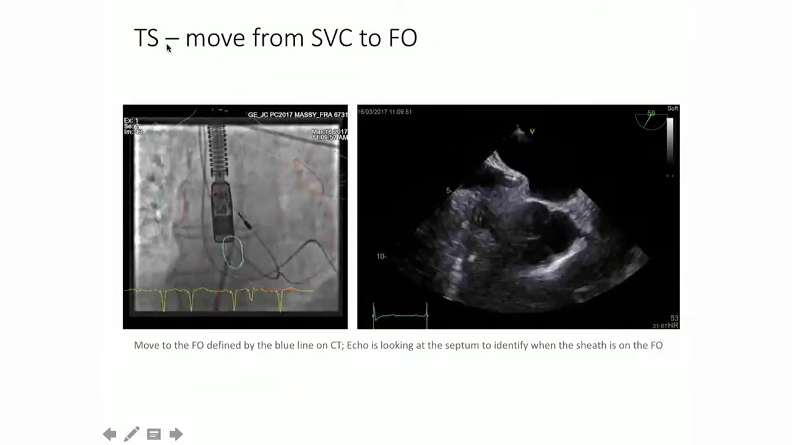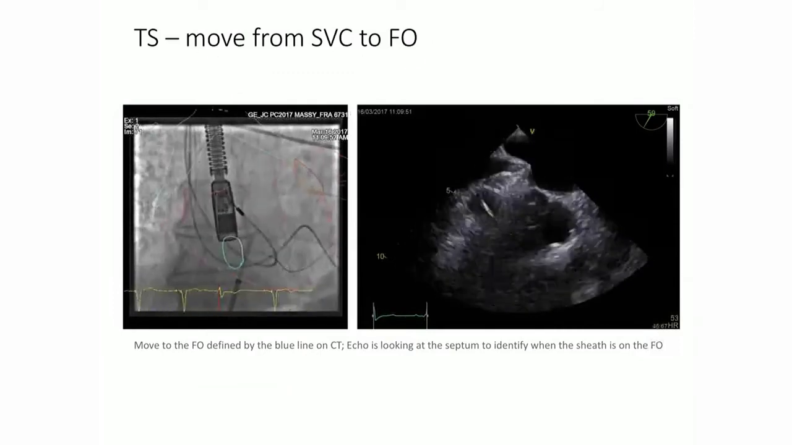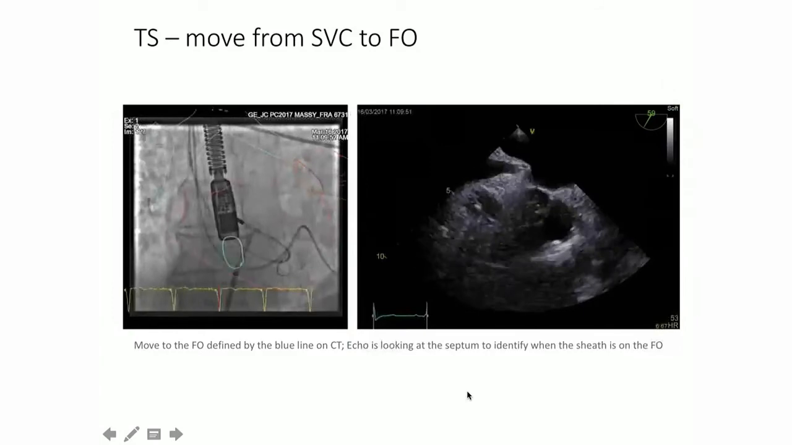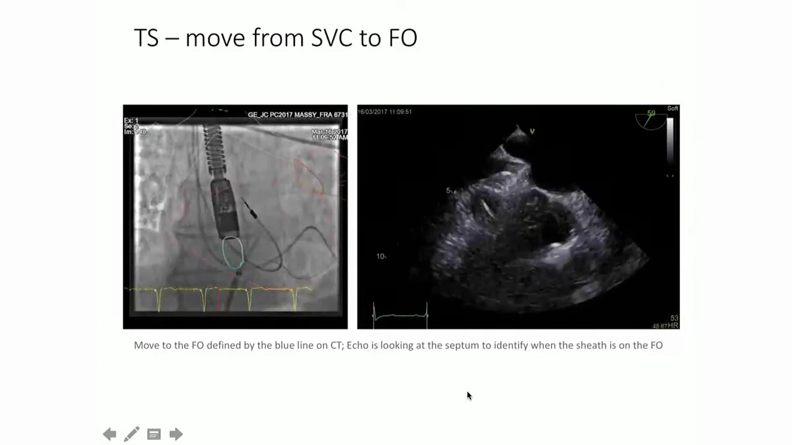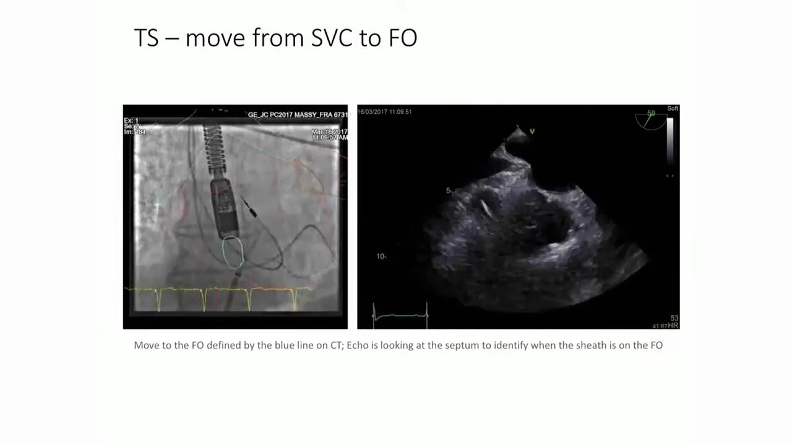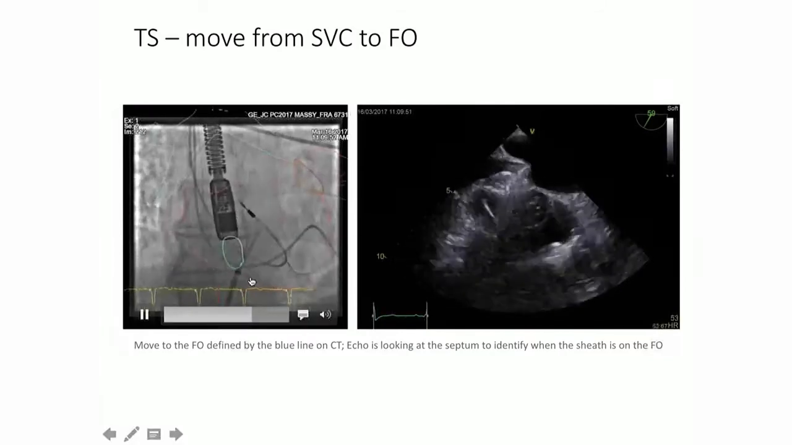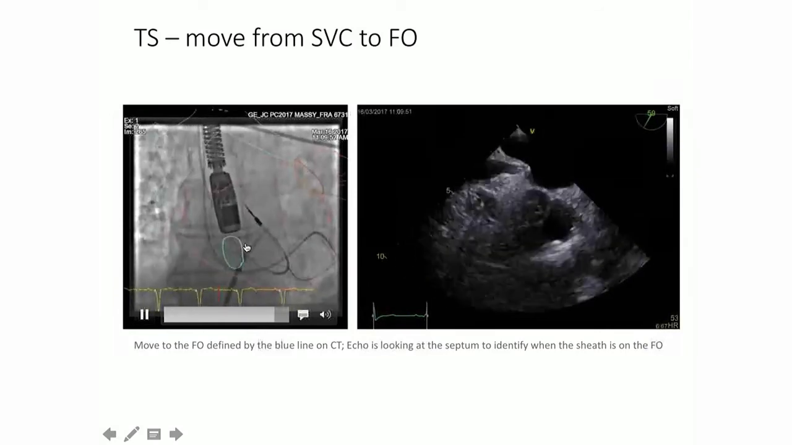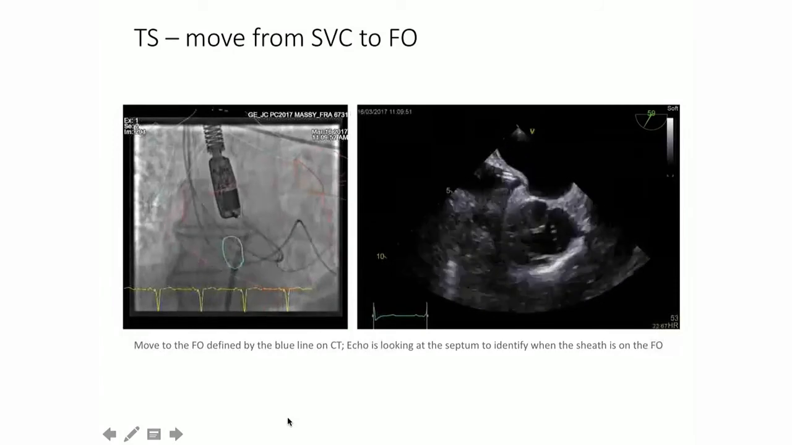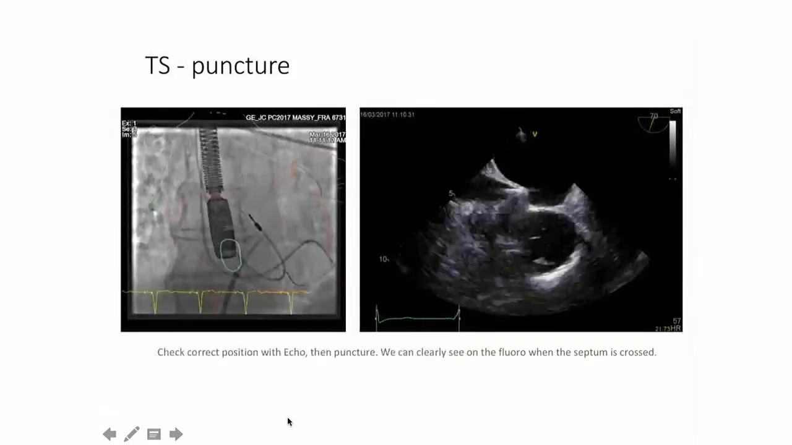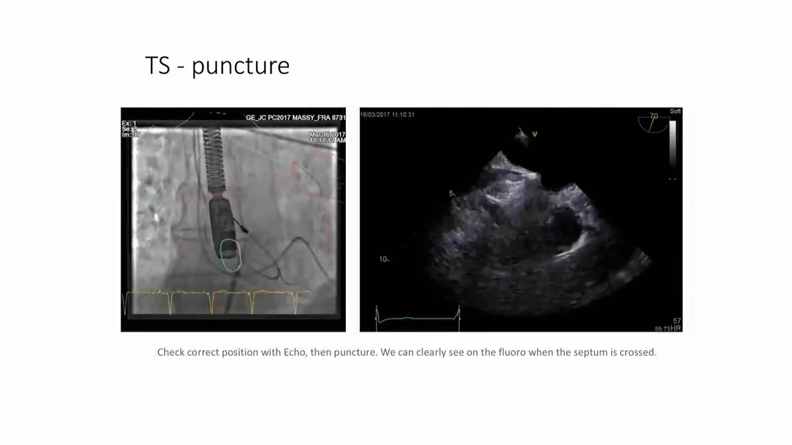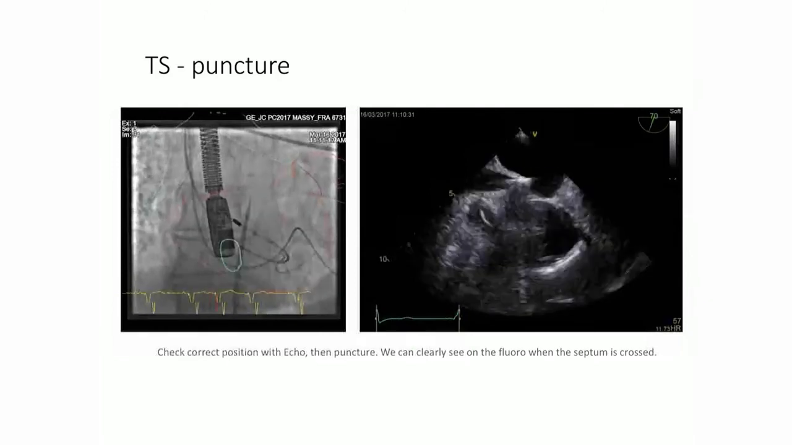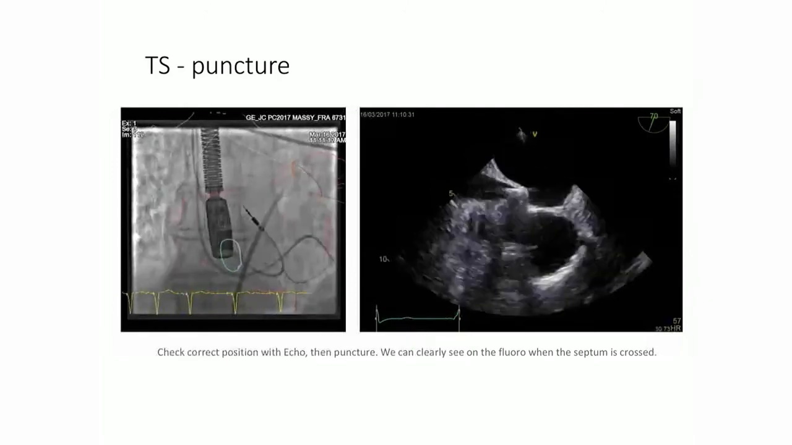So here's the transeptal, live during the procedure. We're moving from the SVC to the fossa ovalis, as you can see here, and you can see tenting on the TEE. As you can see, we've already performed our registration, and our Mullins sheath is correctly positioned in the blue circle that we had planned in advance. Next, we check our correct position by echo, and we perform the puncture, as you can see here. And we can clearly see on the fluoro when the septum is crossed.